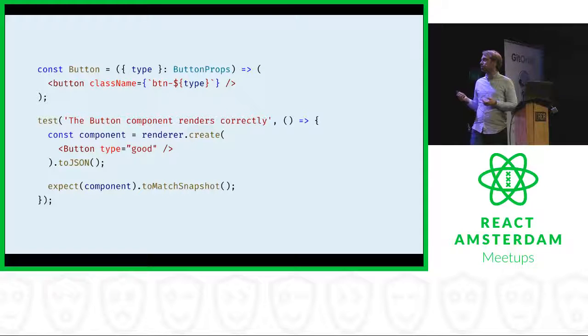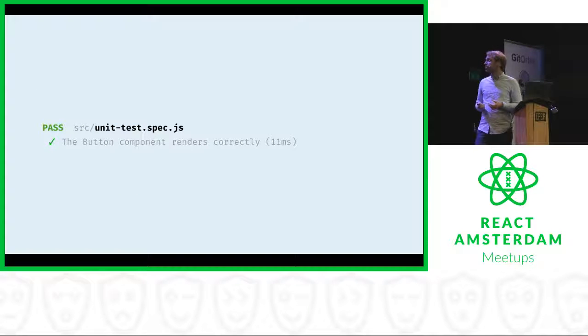So for example, I have here again a simple button component which takes a parameter with a type, which should be a string. It makes that into a class name. And in here we have the snapshot running. It uses a helper function created by the React team to turn a component tree into a JSON object. So the JSON objects can be stored, and next time the test runs, it will compare those two JSON objects and see if anything has changed.